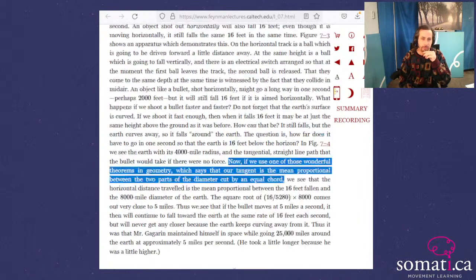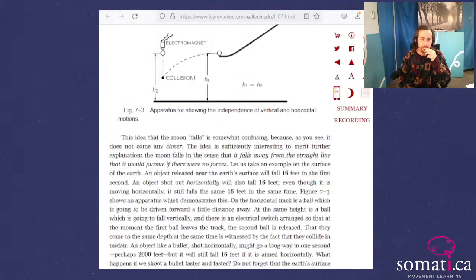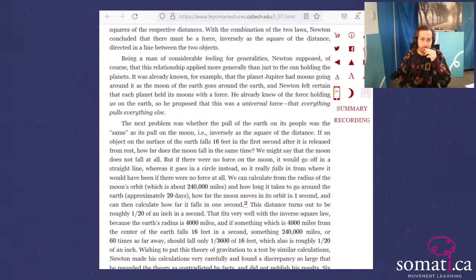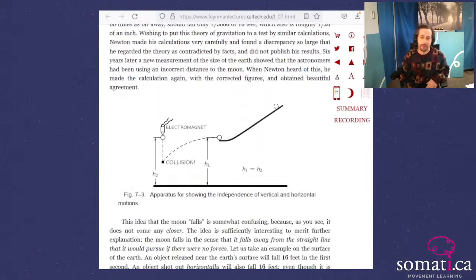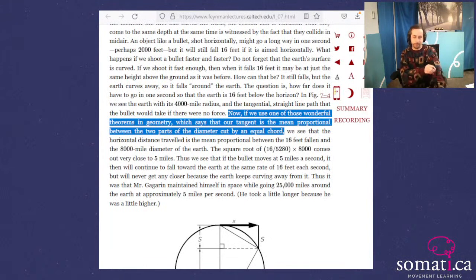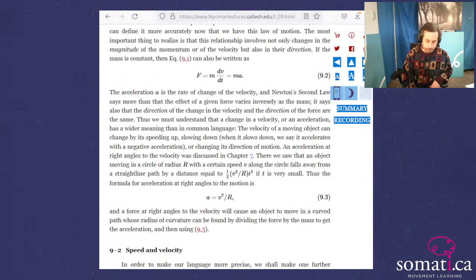Where did the 16 come from? Oh, that's just G in feet. Okay, I see. Okay, I didn't fully absorb that, but let's move on.